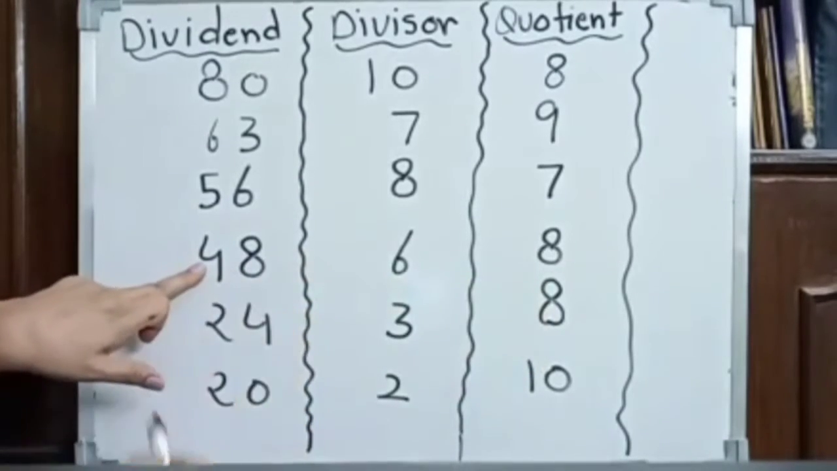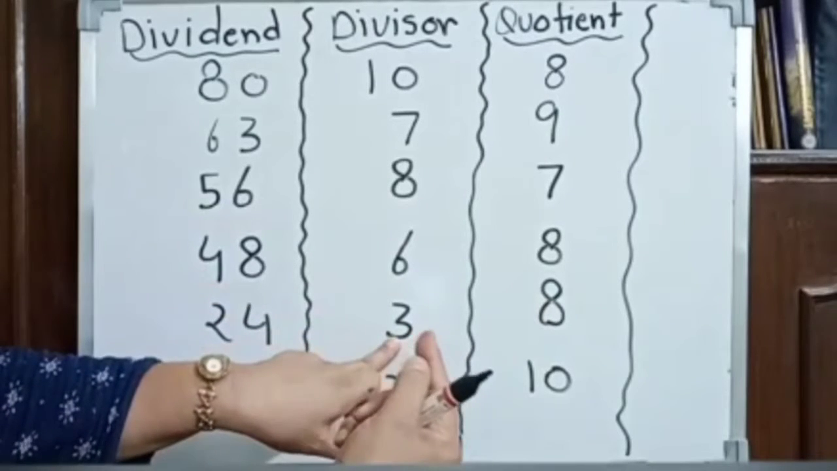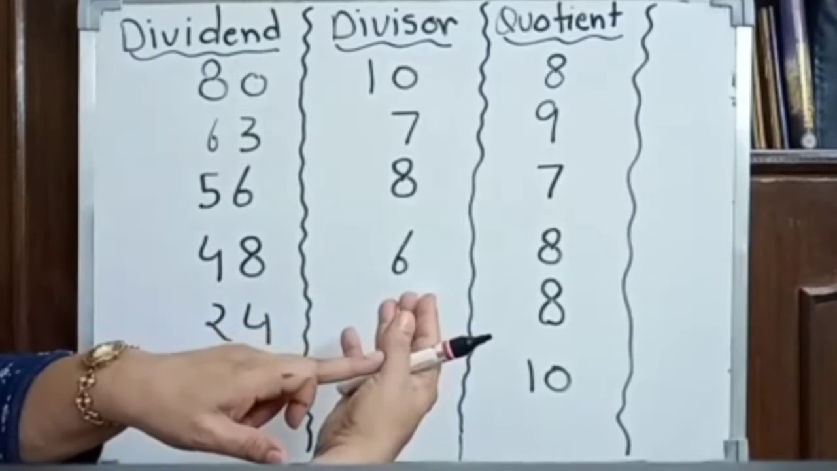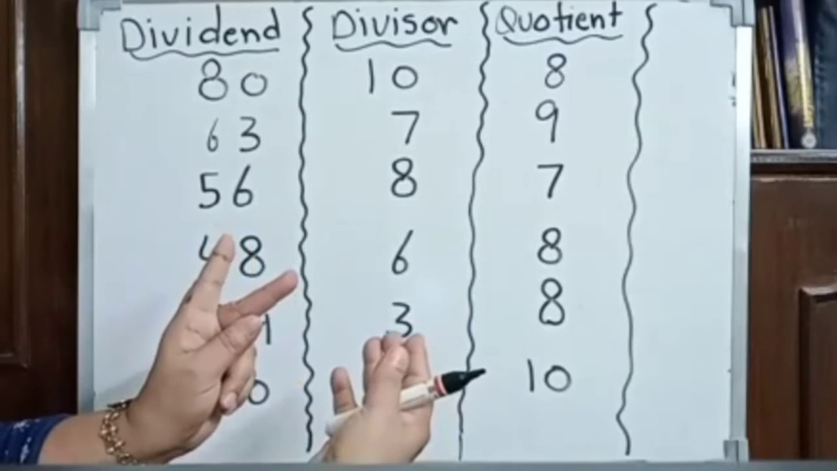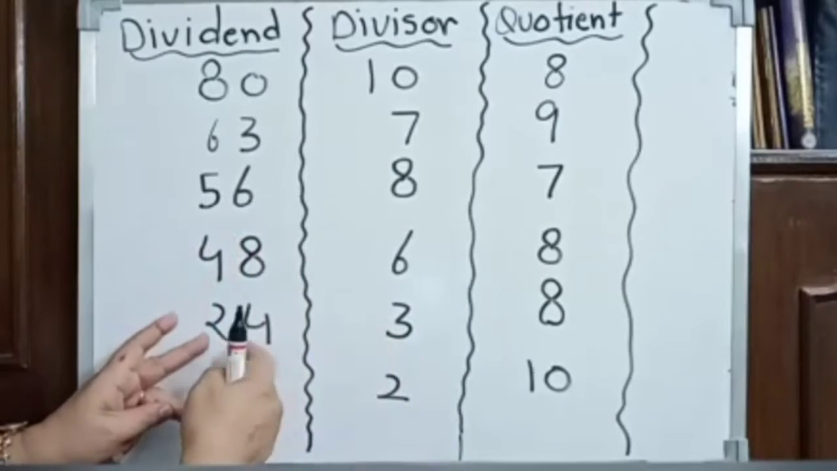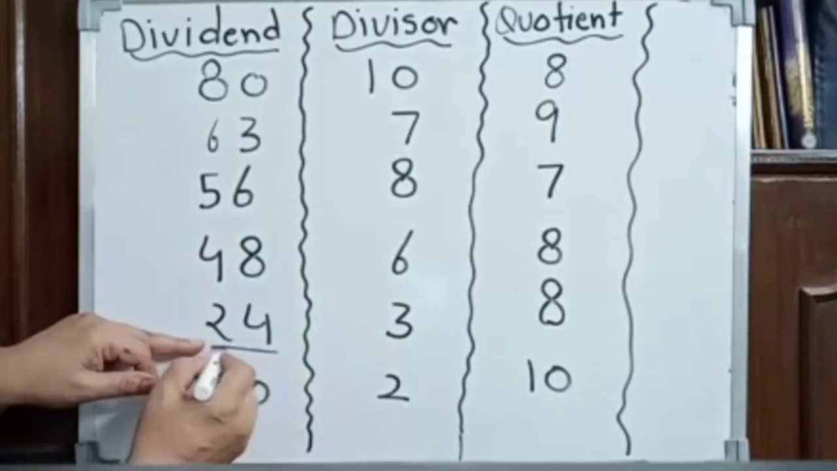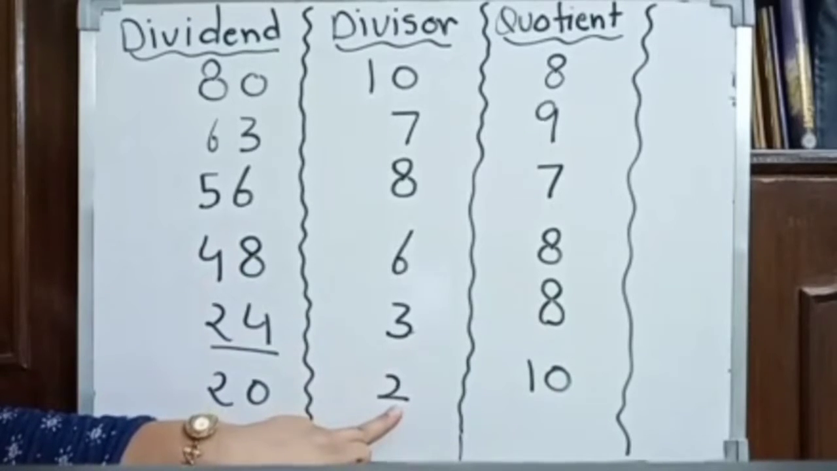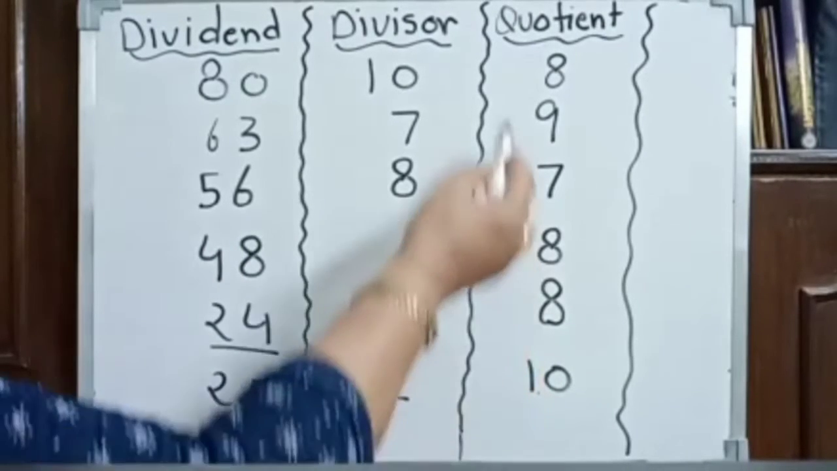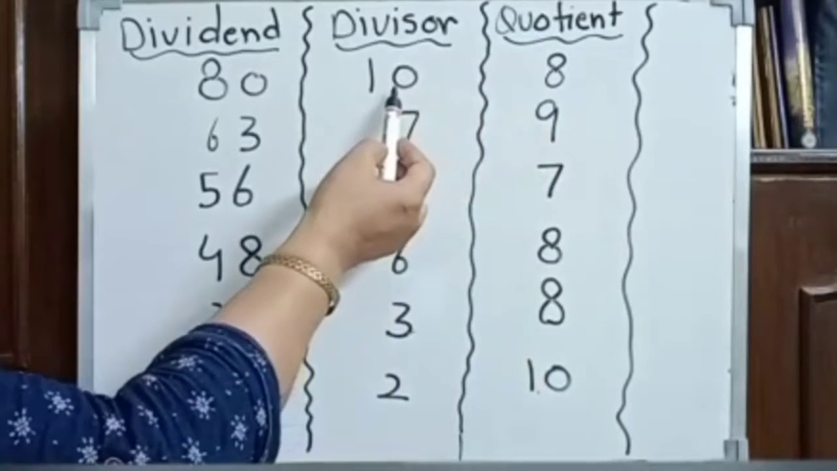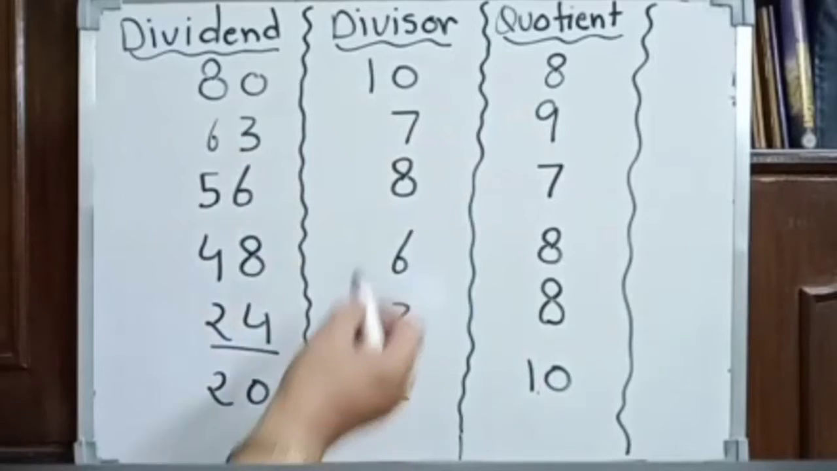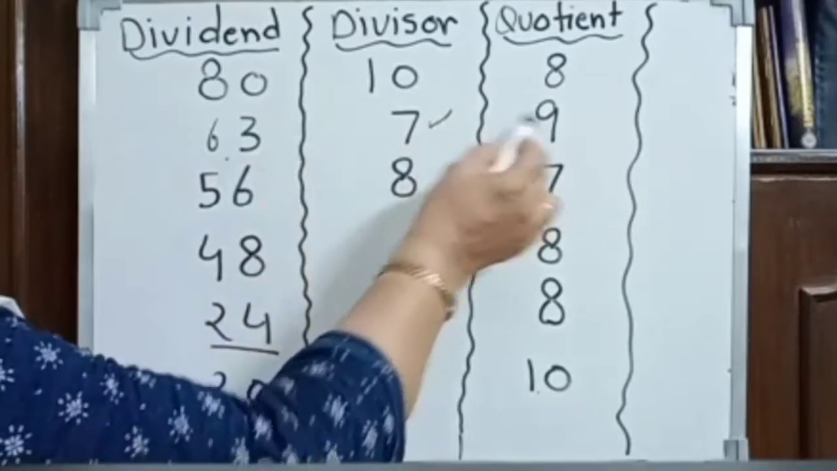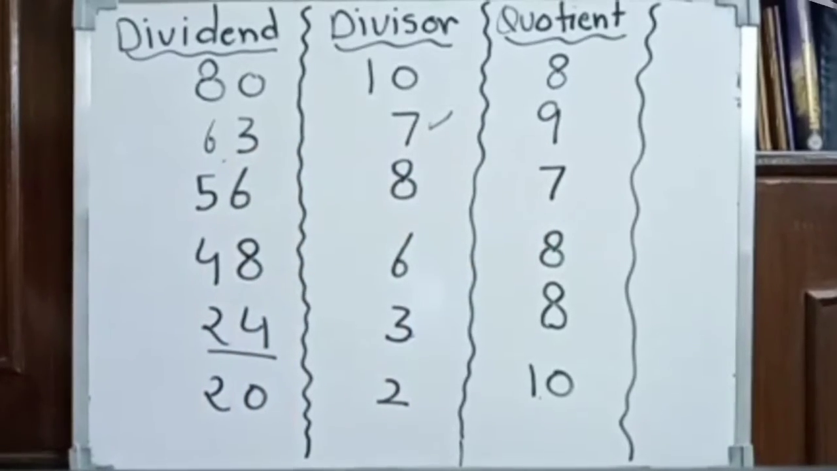6 eights are 48. Now count the table of 3, like 3 ones are 3, 3 twos are 6, 3 threes are 9, 3 fours are 12, 3 fives are 15, 3 sixes are 18, 3 sevens are 21, 3 eights are 24. So stop on number 24. 3 eights are 24. You know the table of 2. 2 tens are 20. So quotient is 8, divisor is 10, dividend is 80. Like that, you have to count the table of 7 till 63, which means 7 nines are 63.